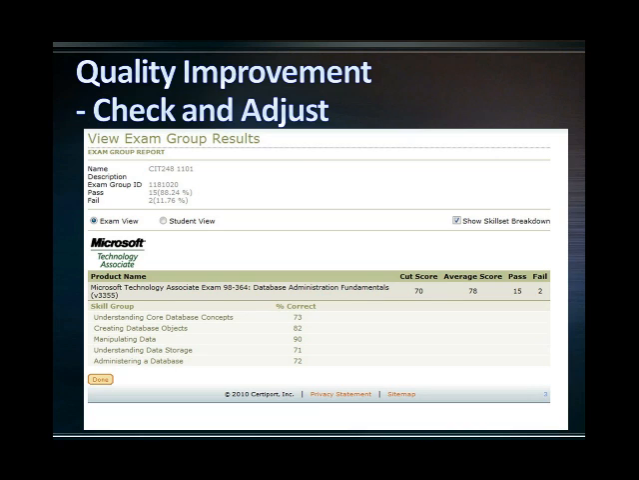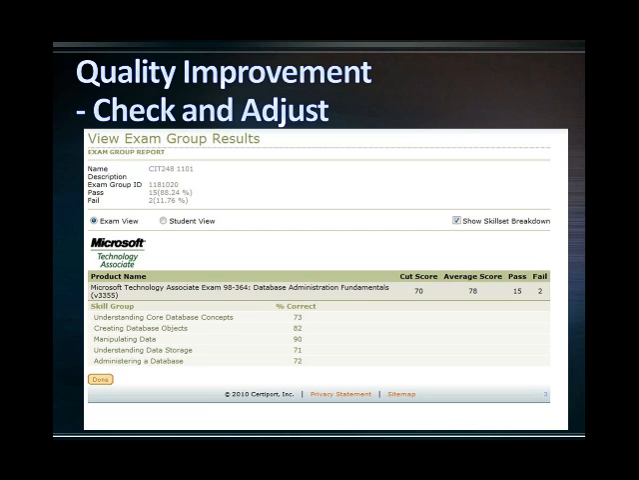This is an example of the aggregate scores that we are able to get back from this exam. This happens to be for that database test that I talked about, database administration. You can see over here I had 15 students pass it, 2 of the students fail it. So right away I've got a pass rate of 88%. So we've got that metric.